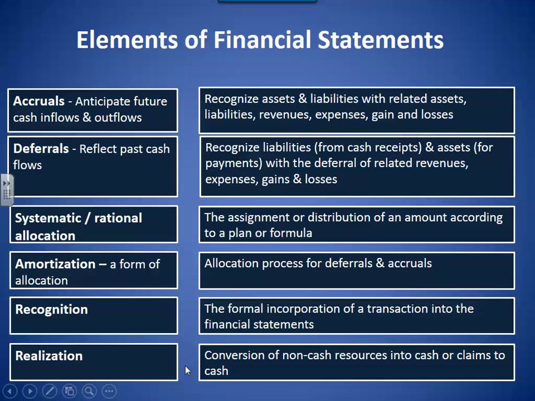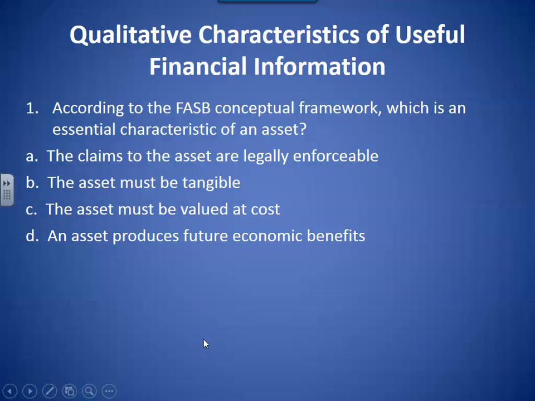Okay, with that, we're going to now take a look at the 3 multiple choice questions of the type of questions you could find on the CPA exam. So let's go ahead and start with question number 1. According to the FASB conceptual framework, which is an essential characteristic of an asset? Again, you have 4 choices. Stop the video, make your selection. When you're ready, restart your video.